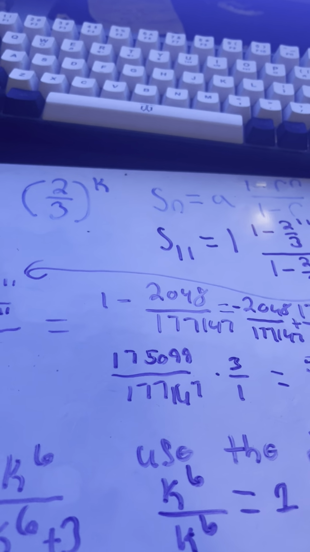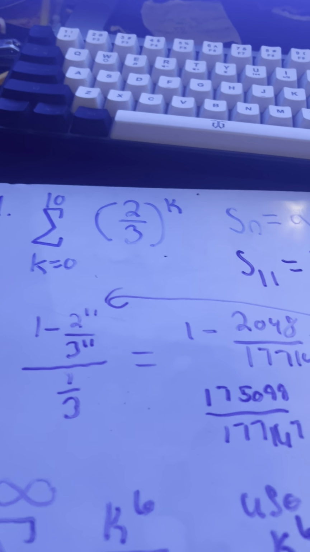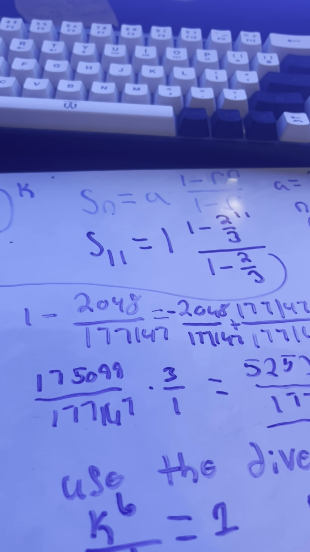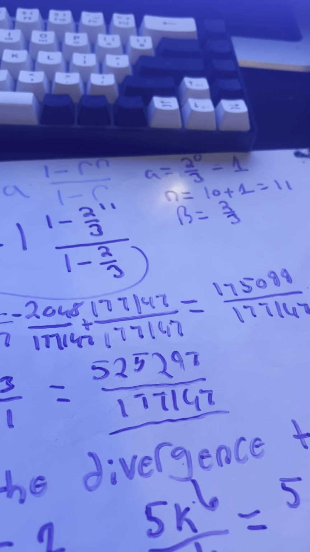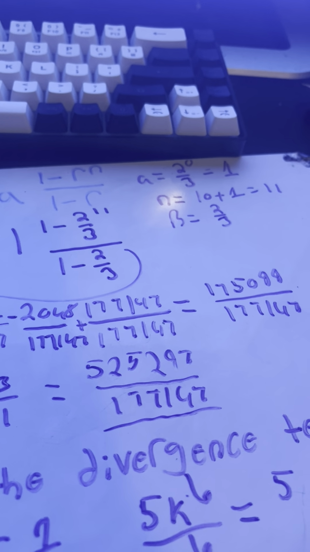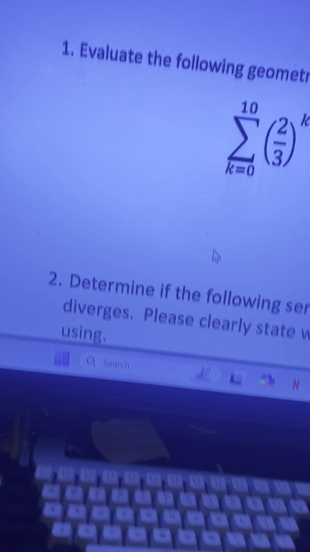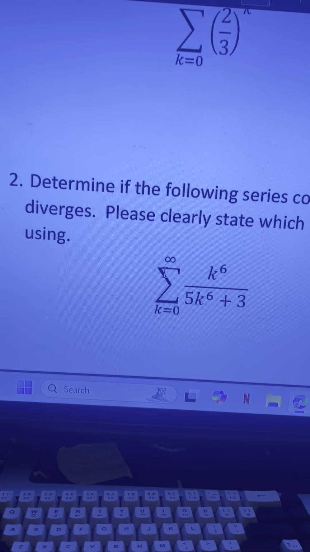And then what we have to do is we do a keep change flip. So instead of 1 over 3 on the bottom, it's going to be 3 over 1. It's going to multiply the 3 times the top there. That's going to give us our final answer of 525,297 over 177,147.